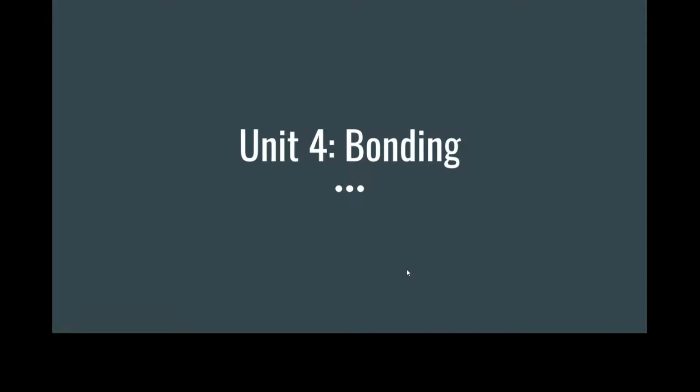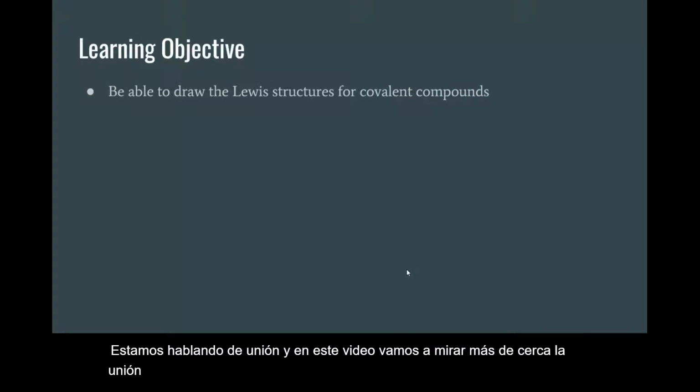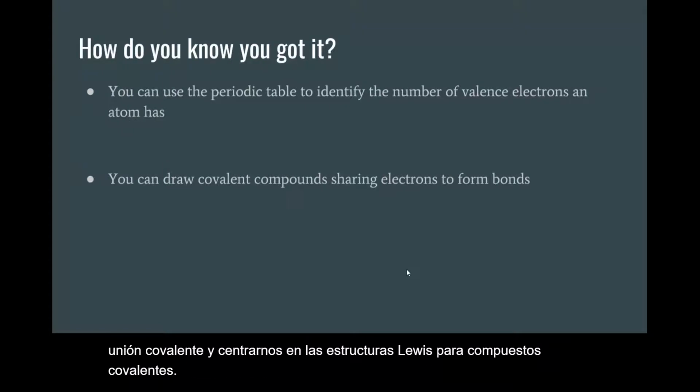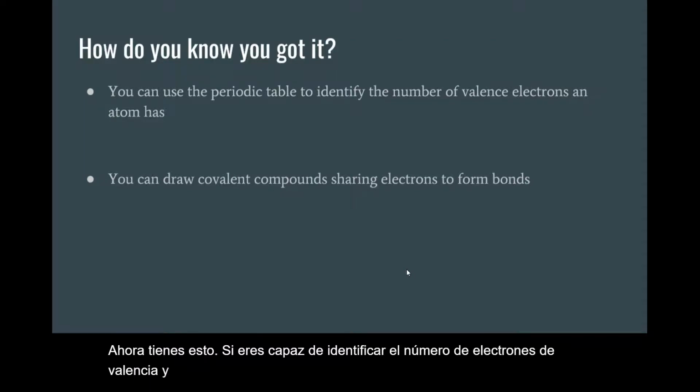Talking about bonding, and in this video, we're going to look more closely at covalent bonding and focus on the Lewis structures for covalent compounds. Now, you know you got this if you're able to identify the number of valence electrons an atom has, and then use that to draw covalent compounds sharing electrons to form bonds.